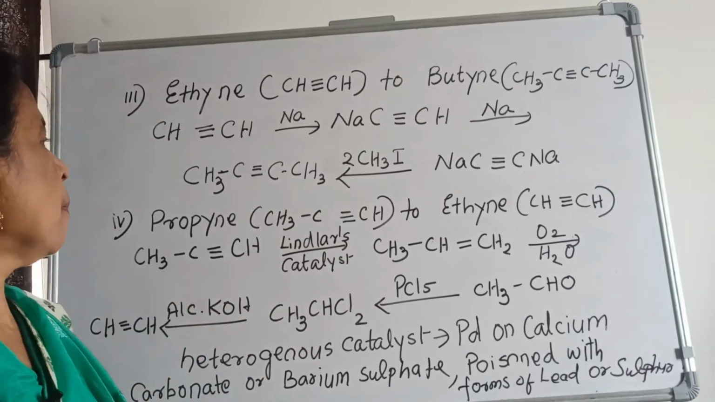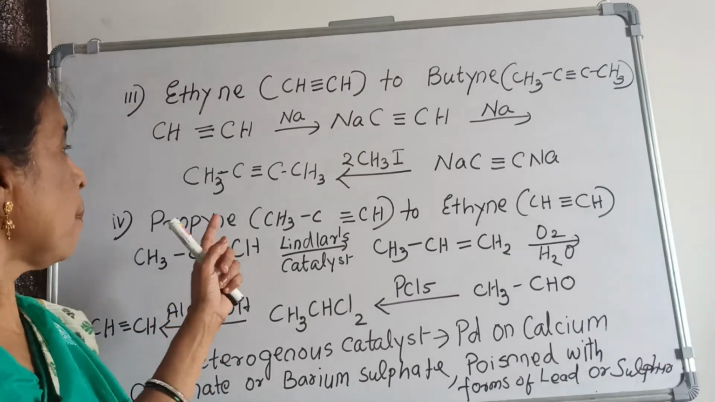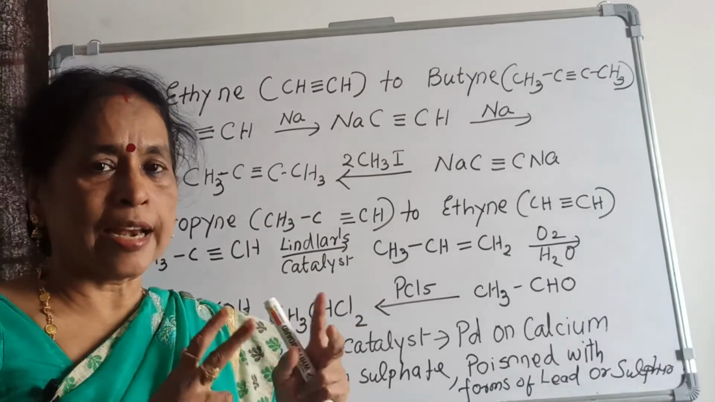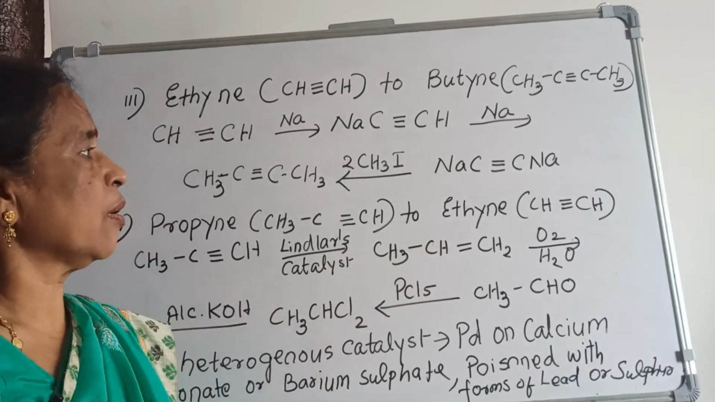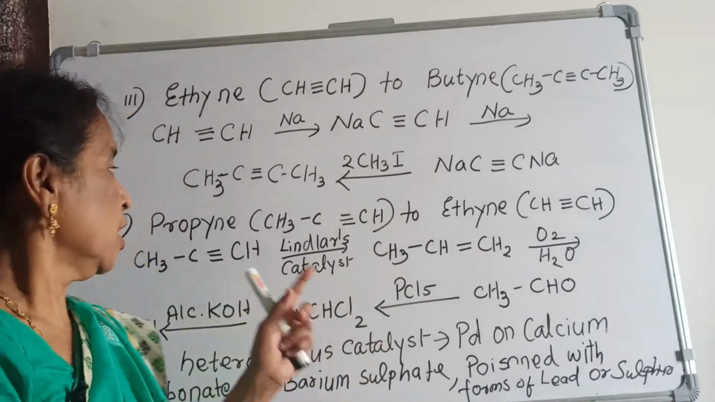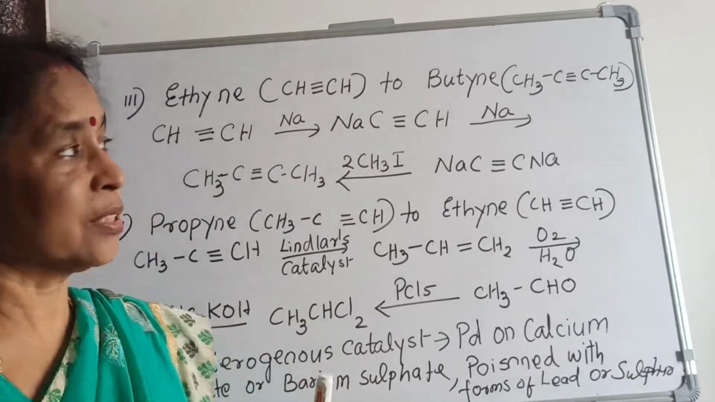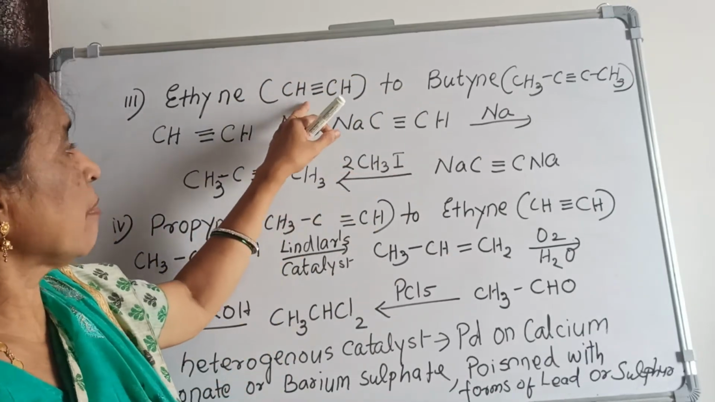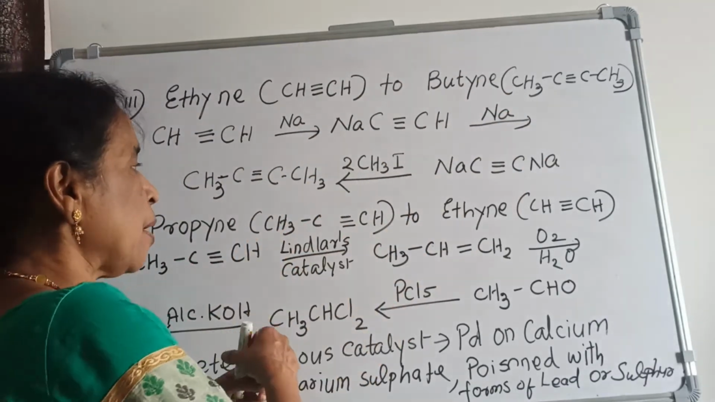Now come to propyne to ethyne. Next, what is the next question? Propyne to ethyne. What is propyne? Propyne means triple bond and having 3 carbons. To ethyne. Ethyne means triple bond having 2 carbons. See, 3 carbons change to 2 carbons, a decrease of carbon. Here what happened? Increase of carbon, 2 carbons to 4 carbons. And here what happened?